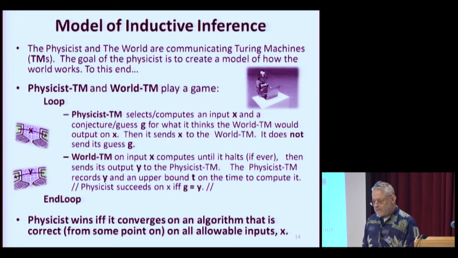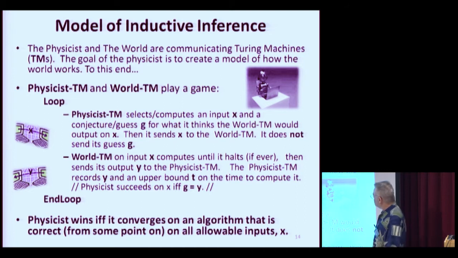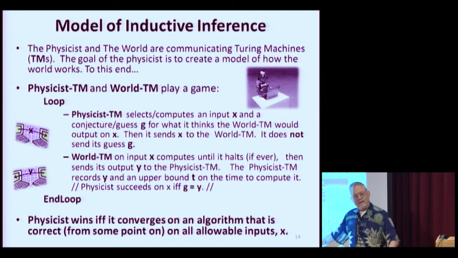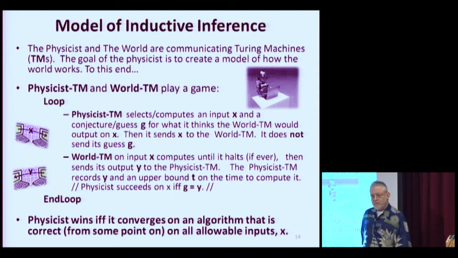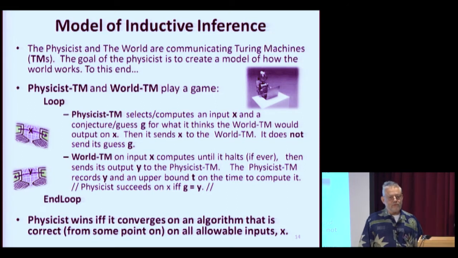The world is a Turing machine, and the physicist wants to understand the world. That's for me the physicist, and there's the world, and he wants to understand it. The way the physicist does it is he computes somehow, gets an input X, feeds it to the world, or whatever part of the world he wants to understand, and the world sends back a Y.